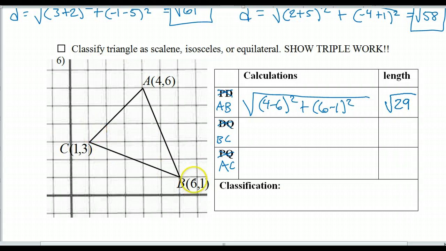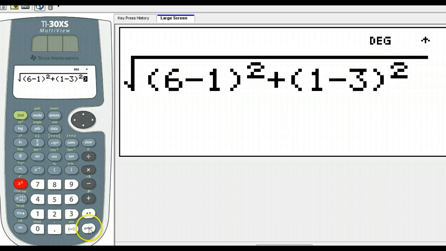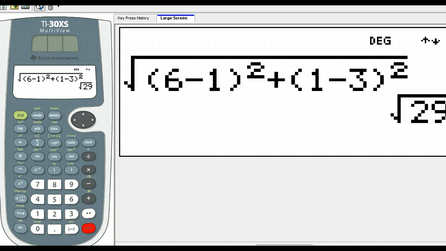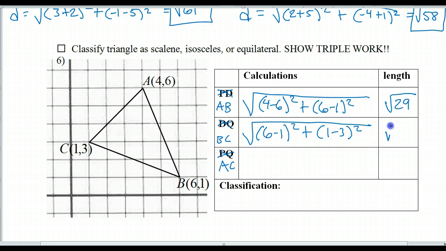BC. So I'm doing these 2 points right here, so that's going to be the square root of, okay, x minus x. So I'll just do 6 minus 1 squared. Now y minus y. So that'll be 1 minus 3 squared. Calculator time. Square root of 29 again. Alright, so it's definitely isosceles, but if the third one is square root of 29, then we will go more specific and say equilateral. Let's see what happens.